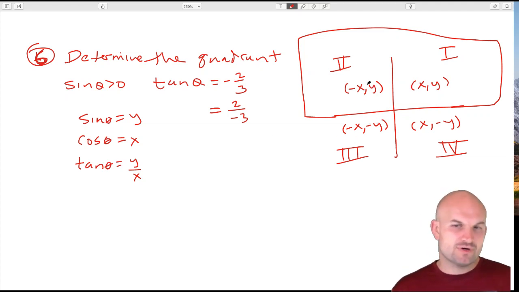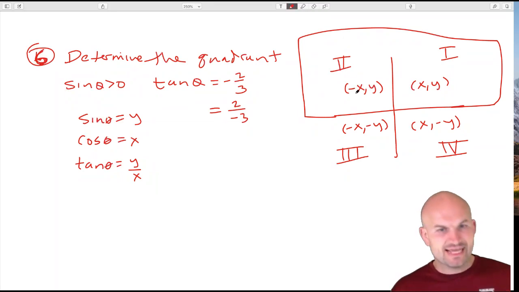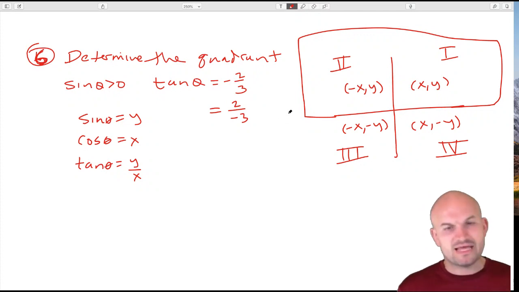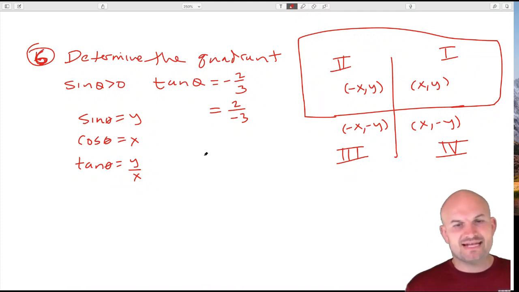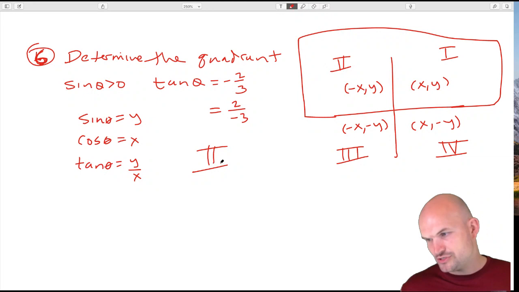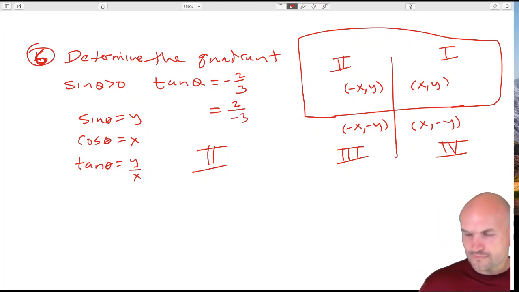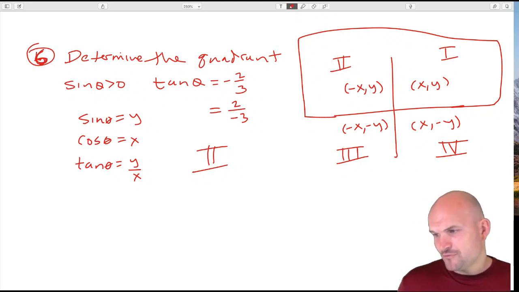Well, the only point where the y is positive and the tangent is negative is going to be in this example. And I could elaborate a little bit more on this, but therefore the answer you guys can see is going to be quadrant 2. So hopefully that helps for you on there.